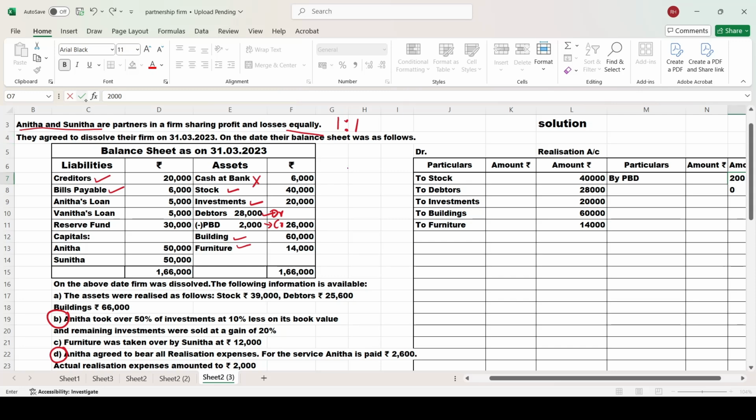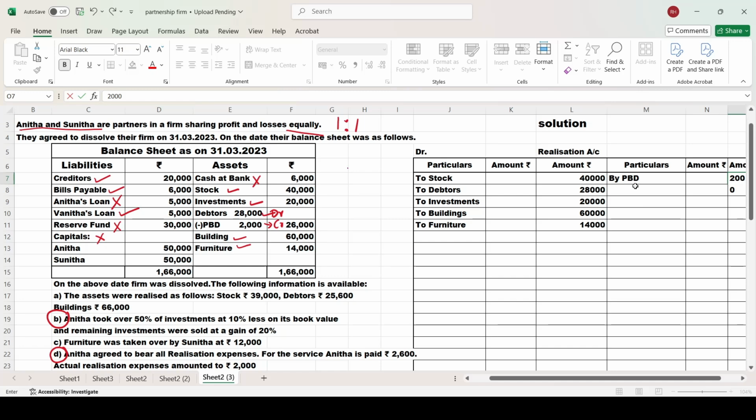Now we have 2 loans here. Anita is a partner, so we are not going to record Anita's loan. Vanita is not a partner here. She is a third party, so we'll record her loan. Reserve fund should not be recorded because it will be taken to the partners' capital accounts, and capital should not be considered. So 3 items we have to record. We'll go one by one.